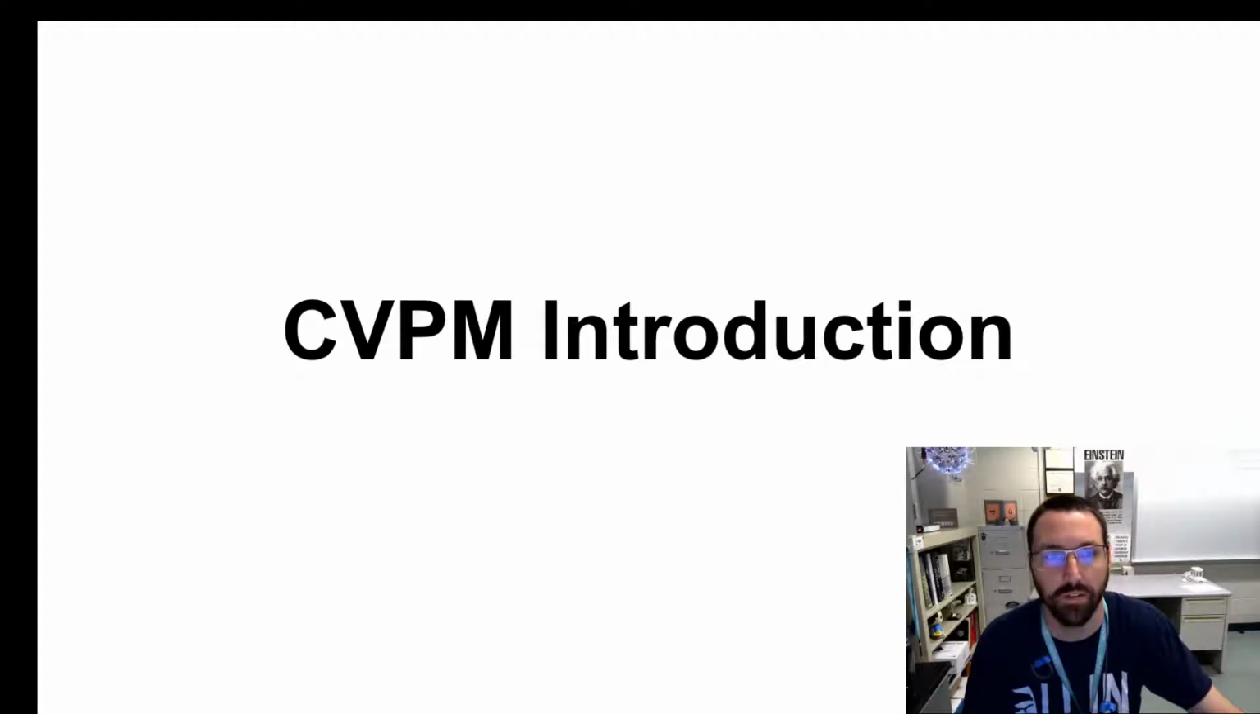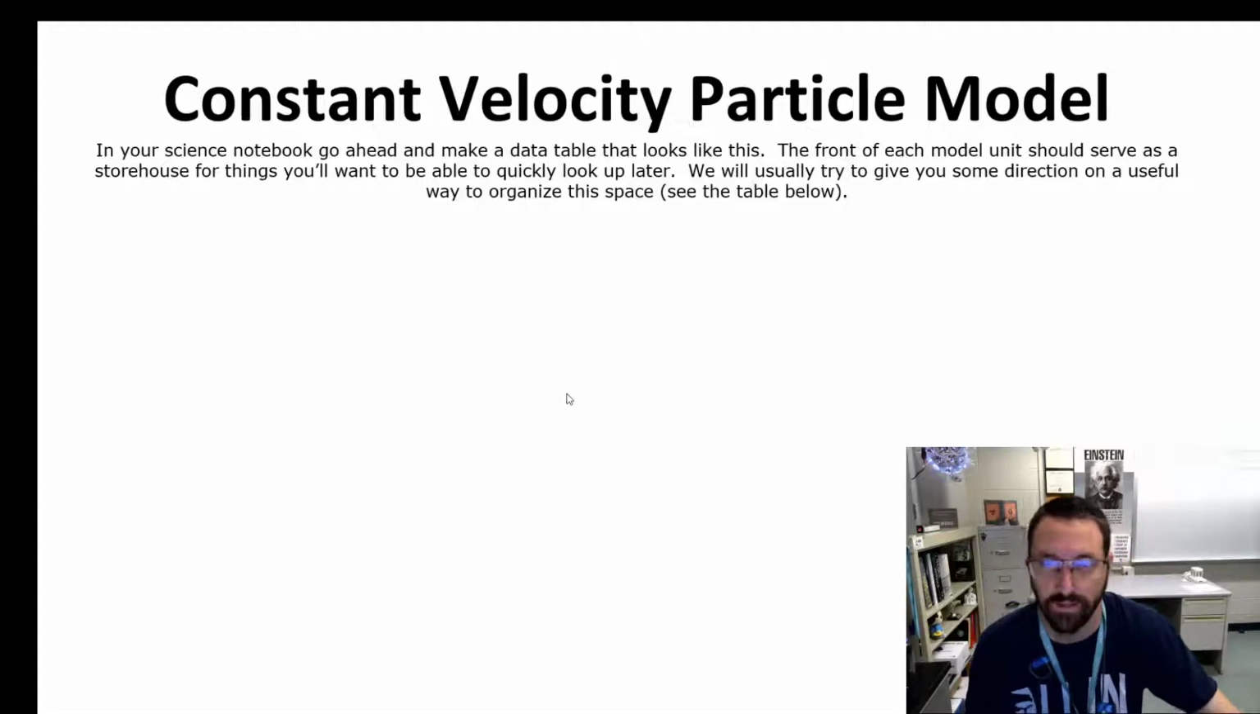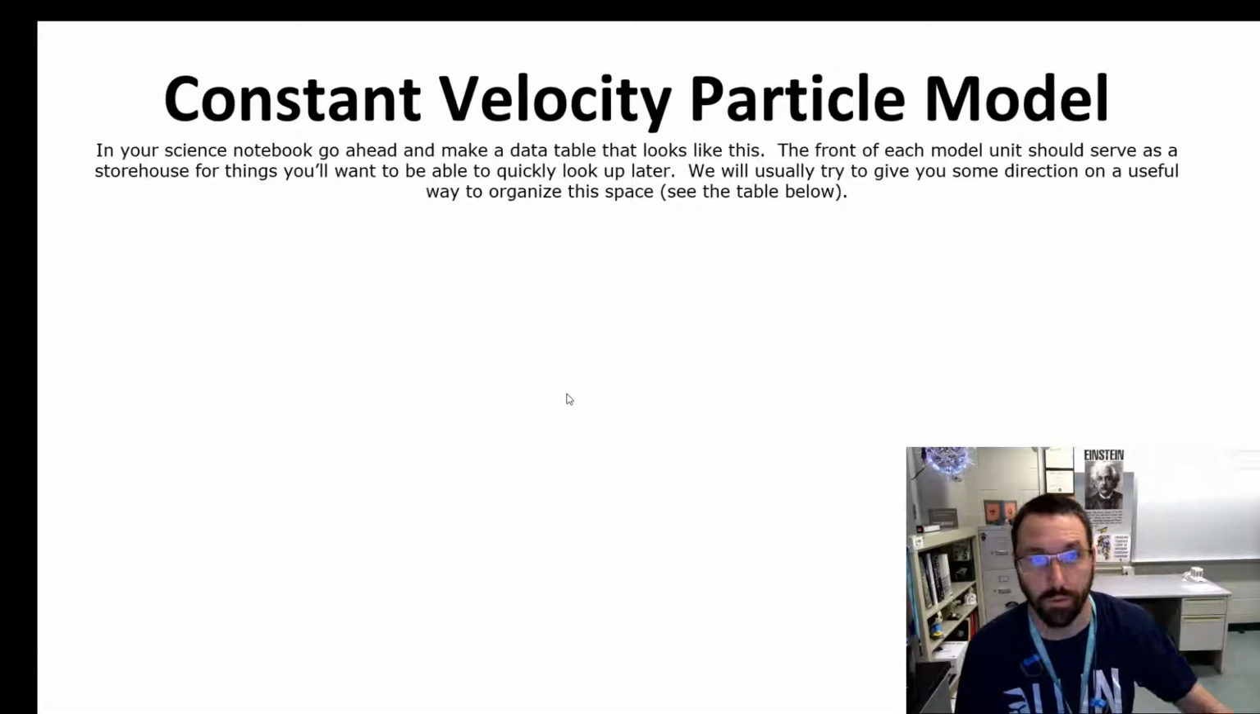You might think, what does CVPM unit stand for? That stands for constant velocity particle model. The constant velocity particle model is what we're going to be spending the first couple weeks going through, trying to understand how things move along. We're going to simplify motion. For one, we're going to call it the particle model because it's going to be simplified down to just a single dot that's moving along. The other thing is it's going to have the same velocity the entire time it moves that way.